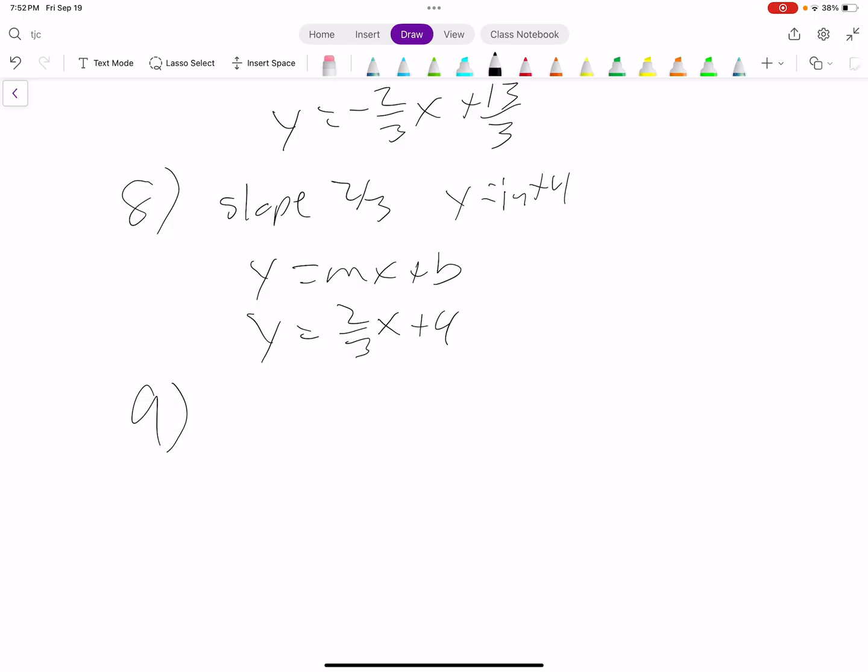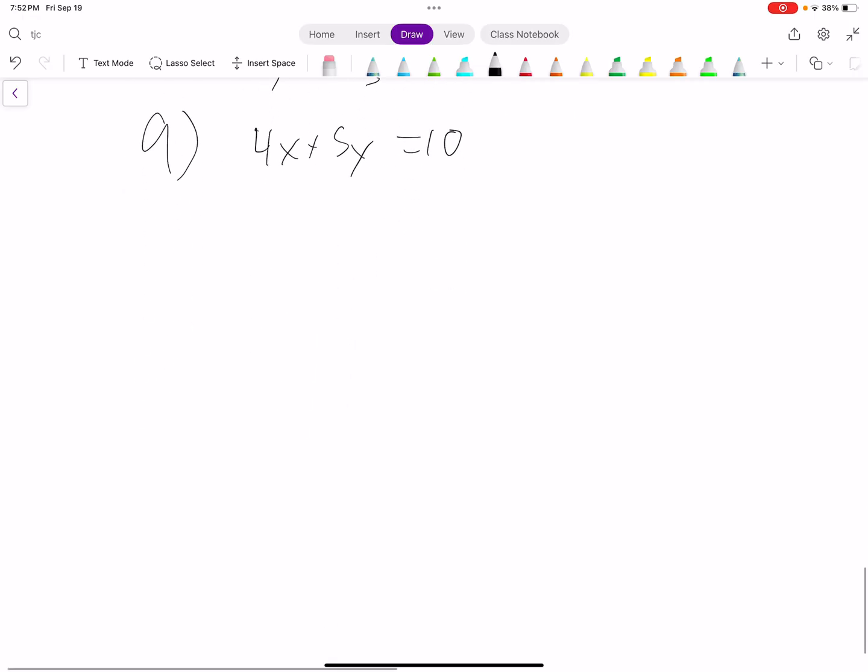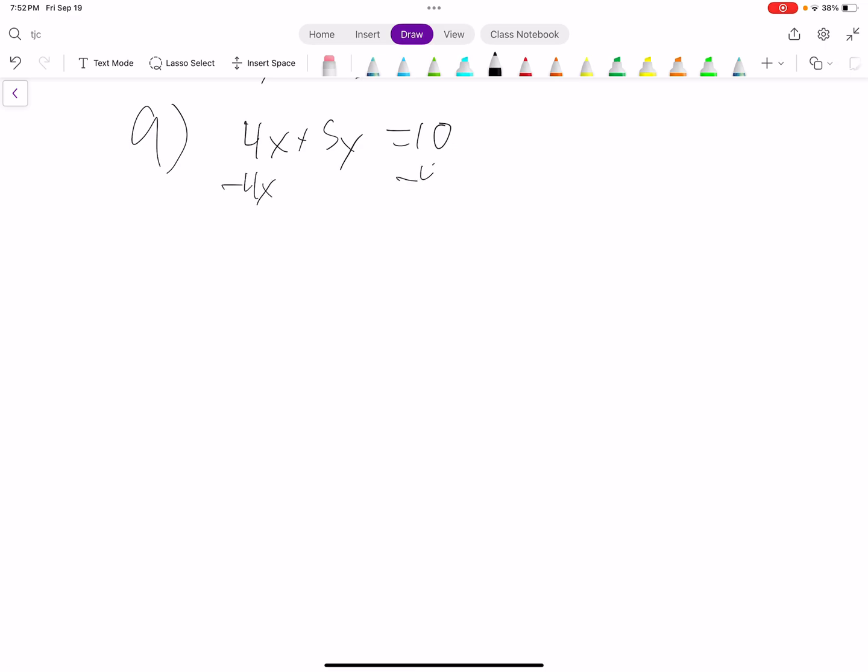Number 9. Number 9, they're going to give us a linear equation. They're going to ask us to graph it using the slope-intercept form. So they say you have 4x plus 5y equals 10. Okay, they want the slope, they want the y-intercept, and they want the graph. Okay, so first to find the slope and the y-intercept, you got to put this in y equals mx plus b form. You do that by subtracting 4x from both sides.